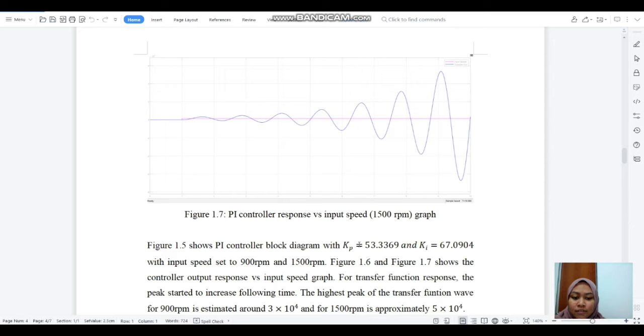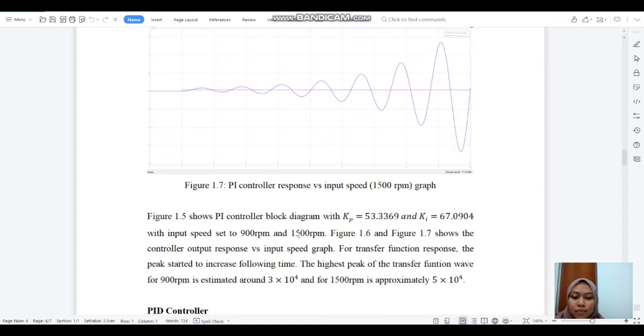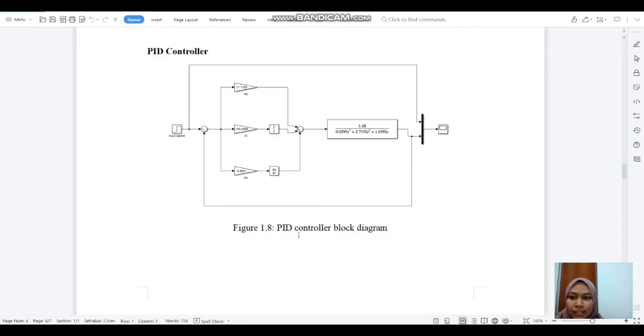The highest peak of the transfer function wave for 900 RPM is estimated around 3 times 10 to the power of 4, and for 1500 RPM is approximately 5 times 10 to the power of 4. Next is the PID controller. So this is the block diagram for PID controller. We have 3 gains here, which are KP, KI, and KD. And then we have integrator and derivative.